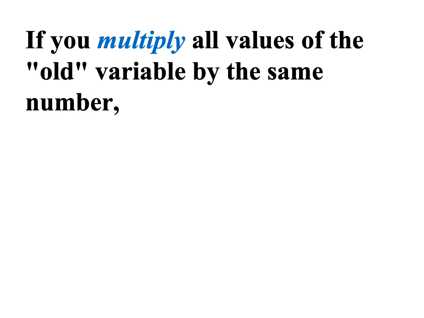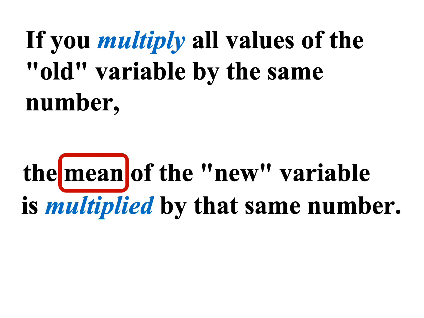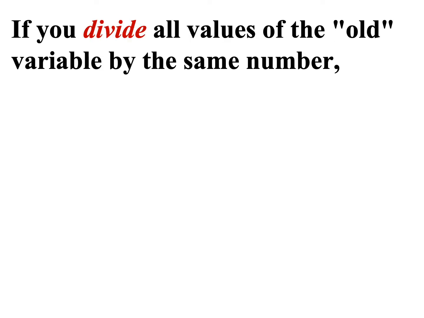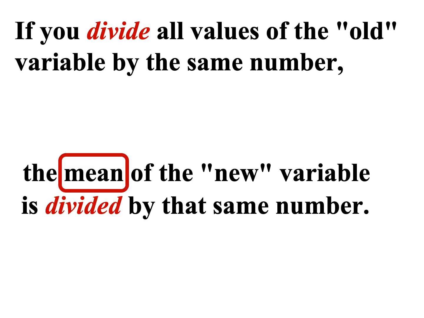If you multiply all values of the old variable by the same number, the mean of the new variable is multiplied by the same number. If you divide all values of the old variable by the same number, the mean of the new variable is divided by the same number.